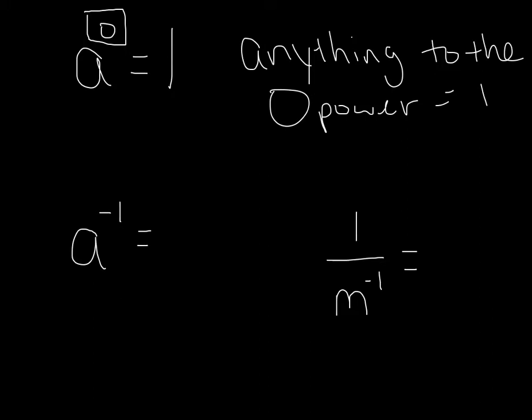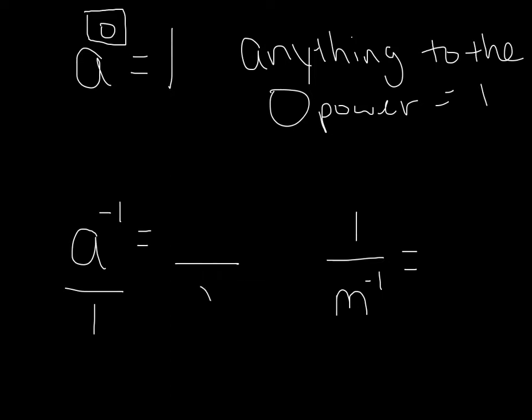Okay, now a to the negative 1. What happens is you can't have negative exponents. Negative exponents need to be what we would call flipped. So a to the negative 1 is really 1 over a. We kind of make them into fractions. And if it's negative on top, that means it's positive on the bottom. So that negative 1 is attached to the a.